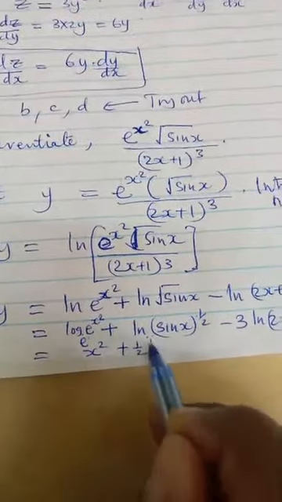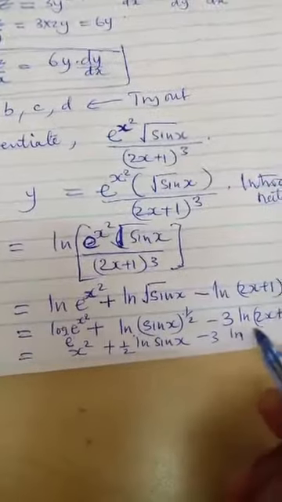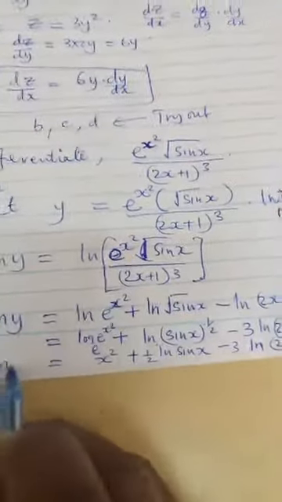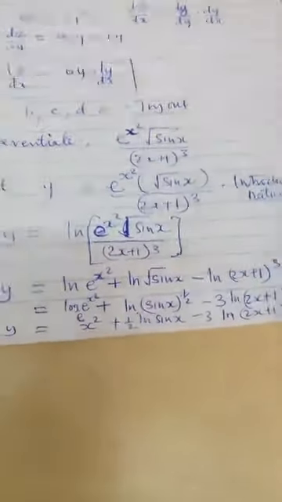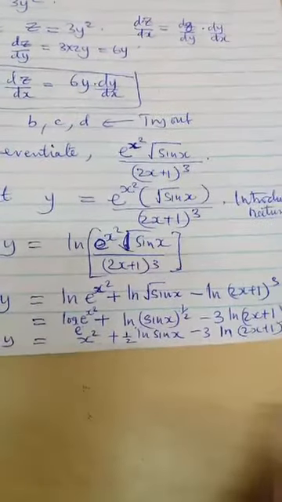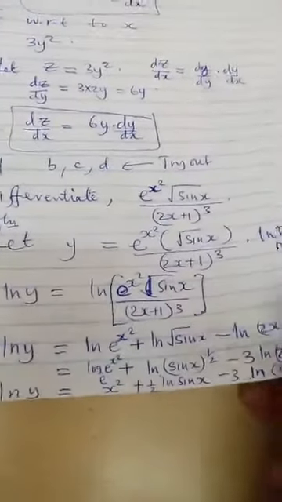Plus a half ln of sine of x minus 3 ln of 2x plus 1. Remember that all this is equal to the ln of y. Now, with our first experience of the differentiation of ln, we saw that the derivative of ln of x is 1 over x. And remember, we want to get dy by dx of that expression.